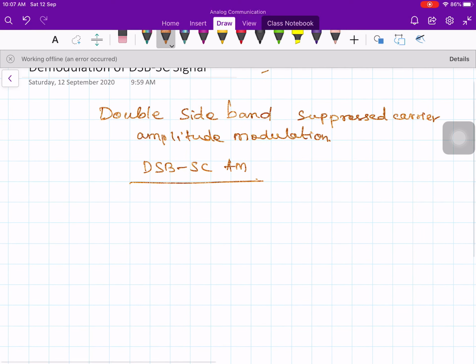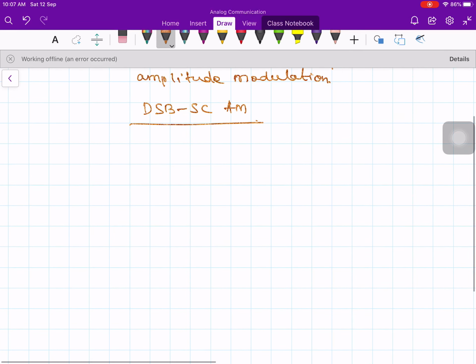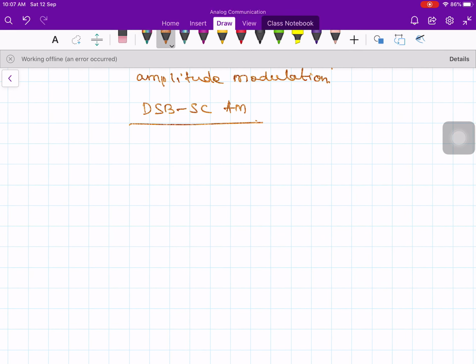Okay, so we have looked at the waveform, we have looked at the spectrum, and we were looking at the demodulation for such a system. So how do we demodulate from the modulated signal? That means how do we get the message signal back from the modulated signal? We can say that the demodulation process could be very similar to the modulation process.